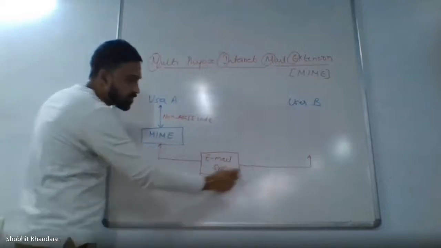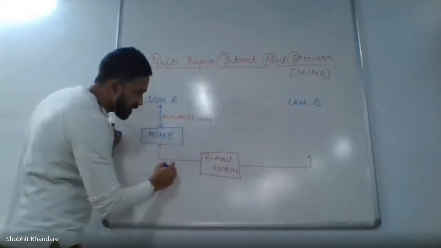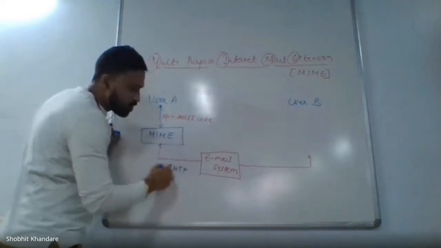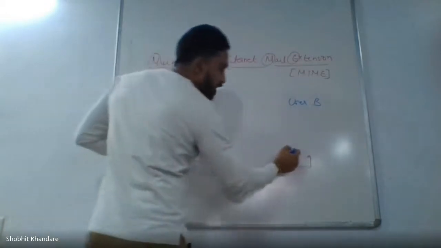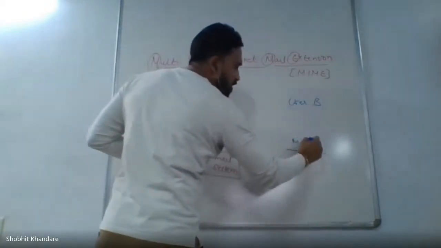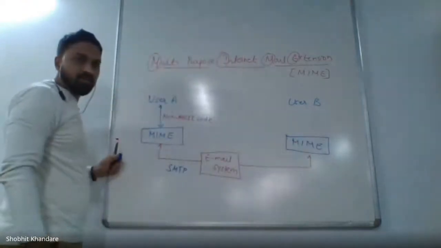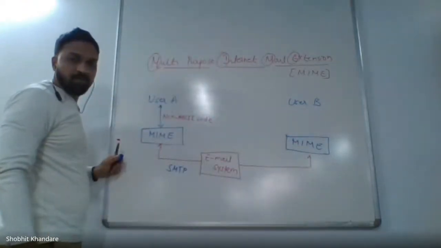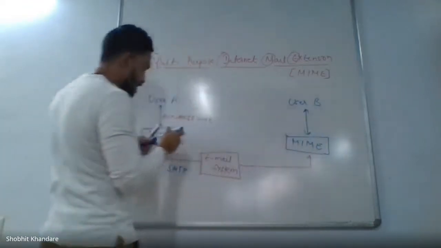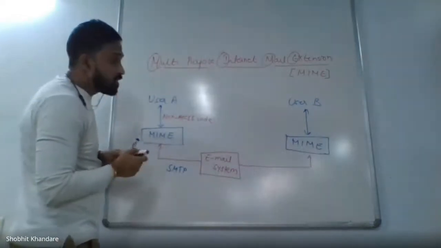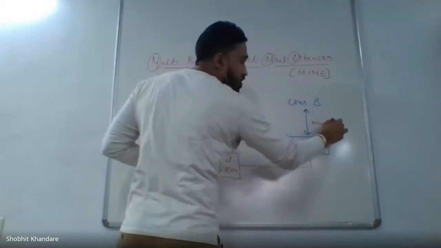Now this transferring of the message is by SMTP. Here you can say by using SMTP, because transferring of the mail is by using this protocol. At the receiver end, again you have MIME. And that MIME will convert this message which is ASCII coded into non-ASCII code.